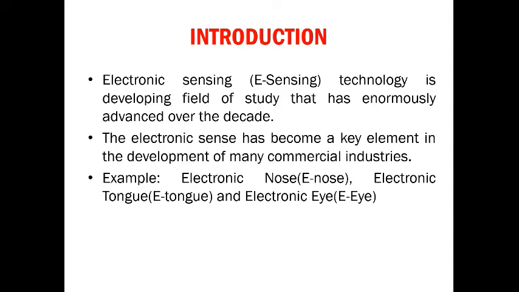Electronic sensing, or e-sensing technology, is a developing field of study that has enormously advanced over the decade. Electronic sensing has become a key element in the development of many commercial industries. For example, electronic nose, electronic tongue, and recently we have electronic eye.